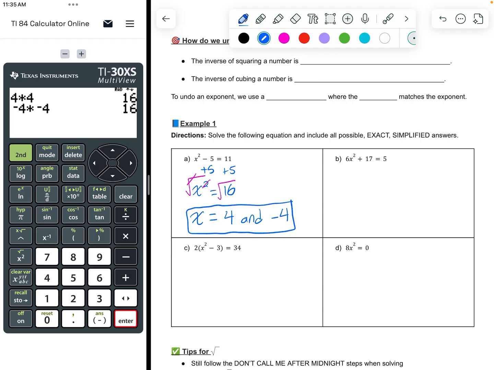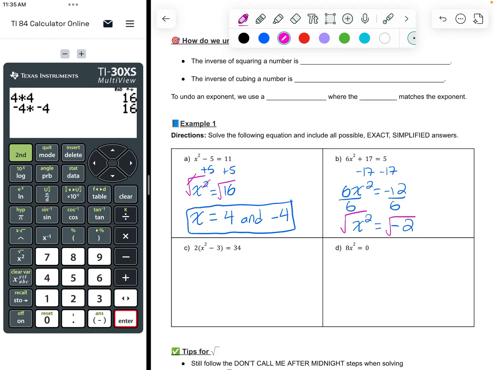All right, for part B here, subtract 17 from both sides to start. That gives us 6x squared equals -12. And then we divide by 6 to get x squared equals -2. And then we square root both sides.